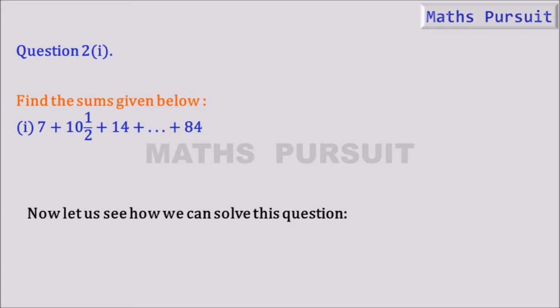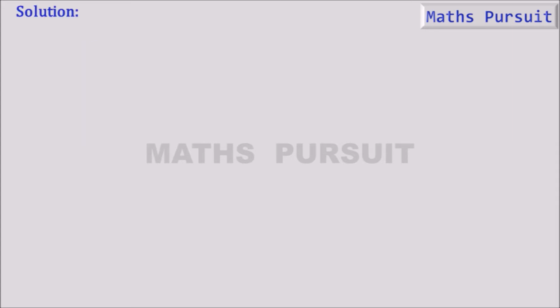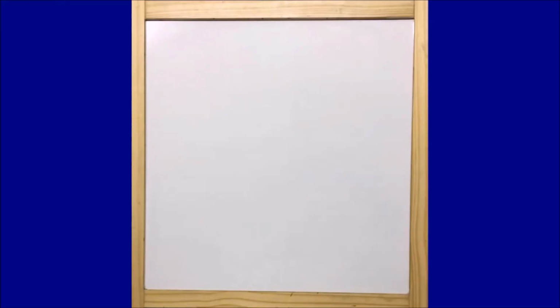Now let us see how we can solve this question. Moving on to the solution. We are going to find the sum of the given arithmetic progression, or the given AP sequence. The given numbers are 7, 10 1/2, 14, and the last term is 84. Let us see how we are moving ahead and solving this.